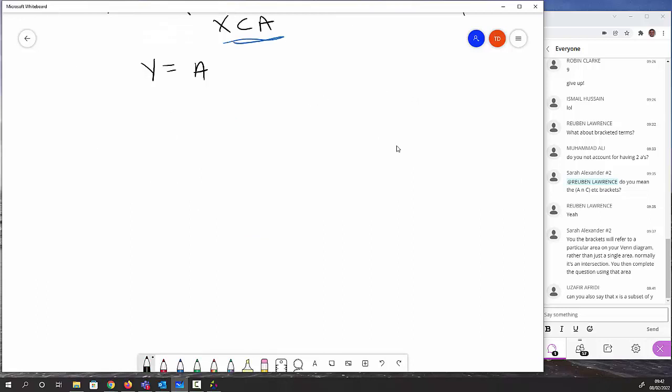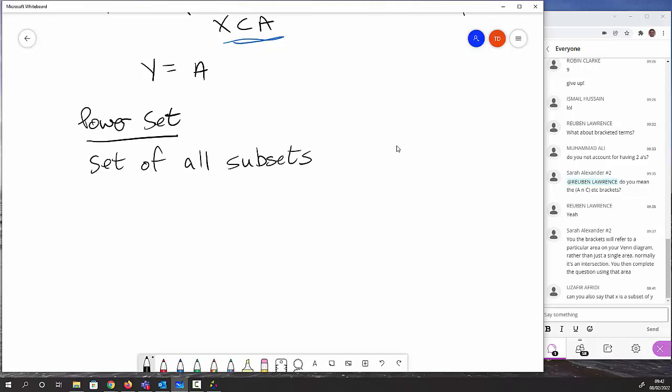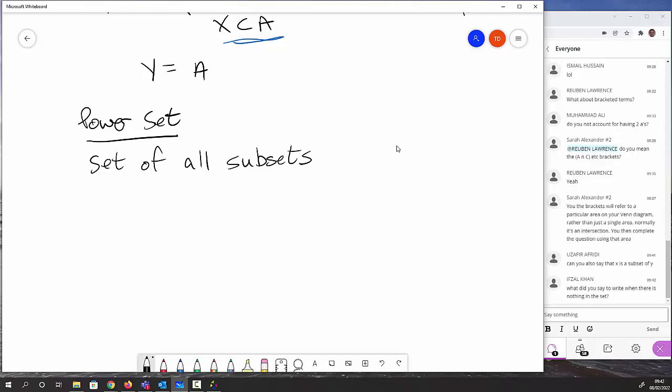Okay, power set. So the power set is the set of all subsets. Okay, the power set, if I've got a set, let's say A is equal to A, B and C, how many subsets can you identify for A?